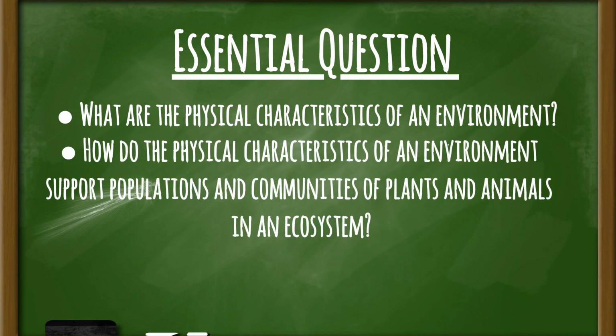Let's look at the second one. This one's a little bit longer, so listen and follow along carefully. How do the physical characteristics of an environment support populations and communities of plants and animals in an ecosystem? Say that one with me. We'll go nice and slow. Ready? Let's go. How do the physical characteristics of an environment support populations and communities of plants and animals in an ecosystem? Nice job, scientists.